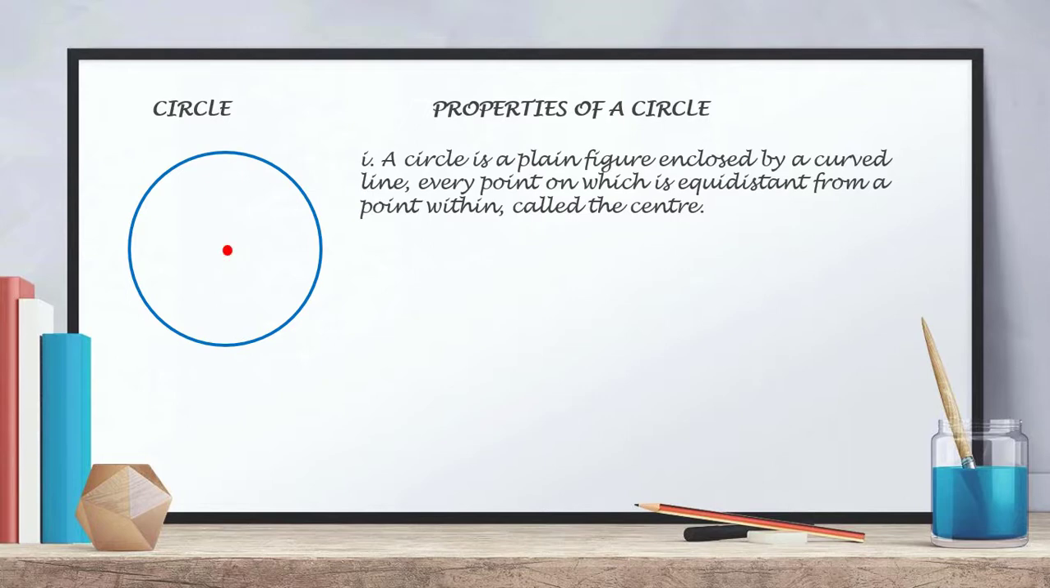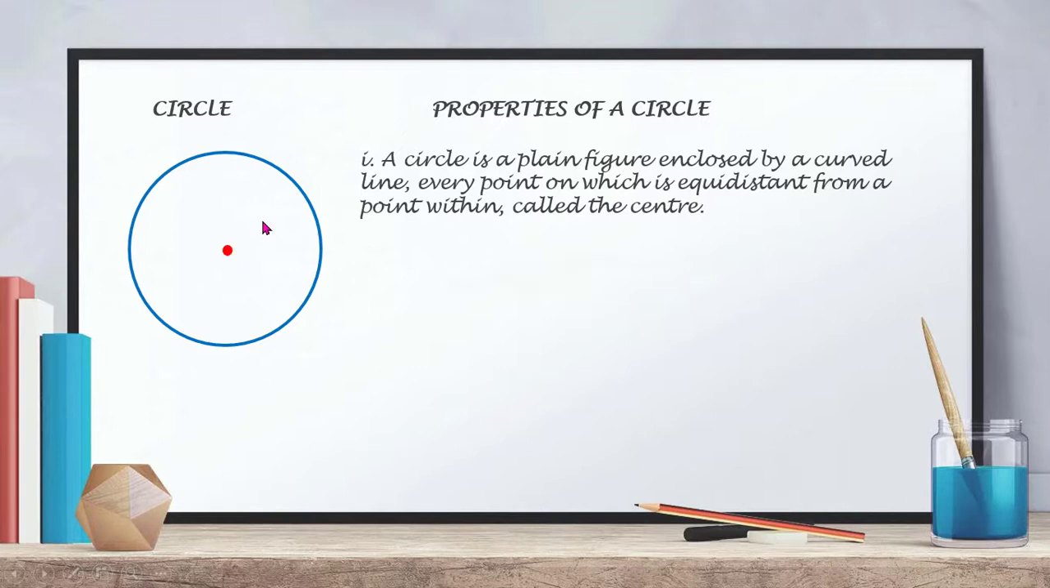The red dot here is the center, and this circle is made up of points, many tiny points, which are so close to each other that we cannot see their separation with the naked eye. And all these points which lie on the circle are equidistant from the center.